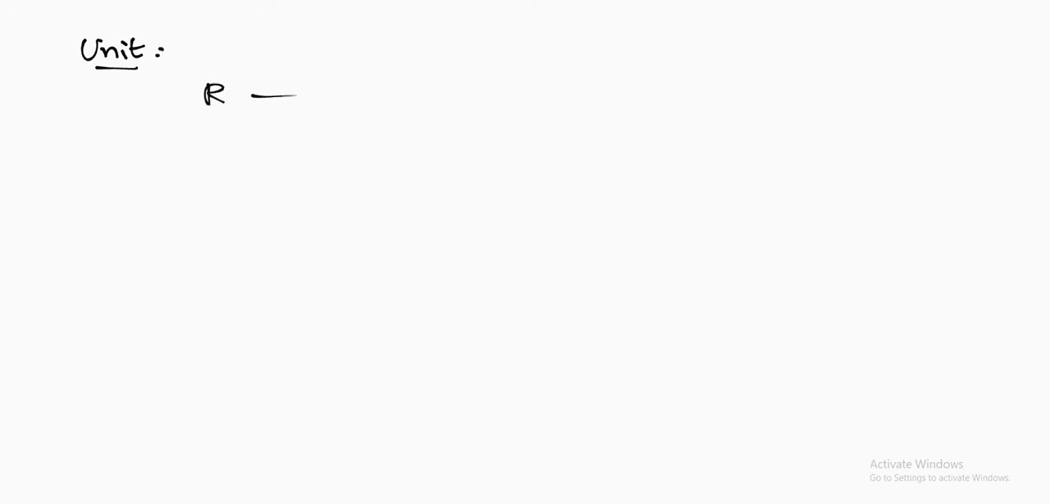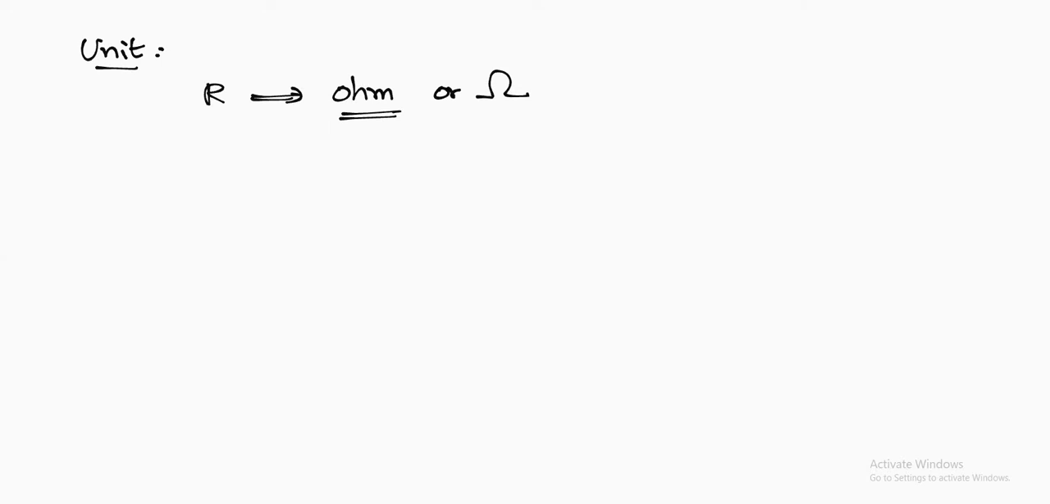Resistance is given a unit called ohm. Ohm is the unit of resistance. Students, note down: ohm is the unit of resistance. In chemistry, we often write it as ohm, but in physics you might have used the symbol omega. That symbol is also called ohm. This is the unit of resistance.